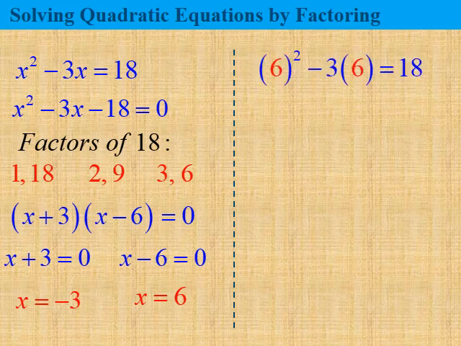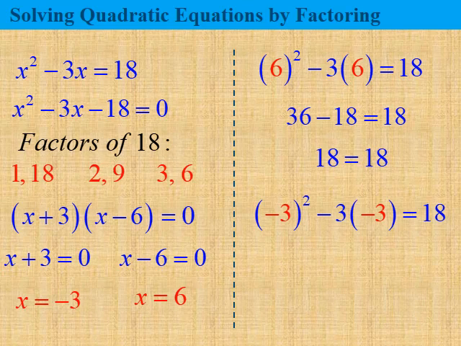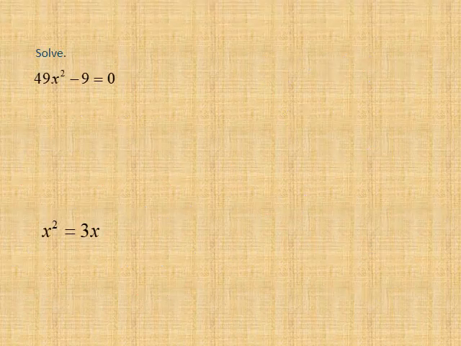Let's first check your answer. We have x equals 6. Put 6 instead of x: 6 squared minus 3 times 6 will be 18. And of course, for -3: (-3) squared minus 3 times -3 will also be 18. So the solution set equals {-3, 6}.